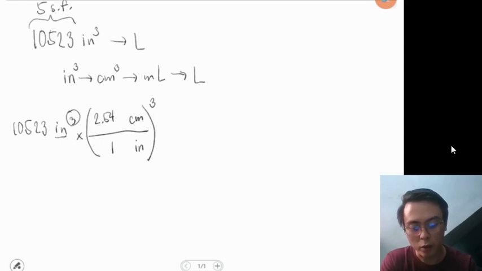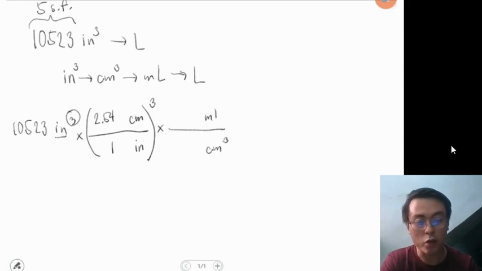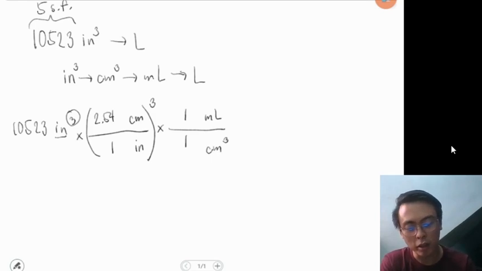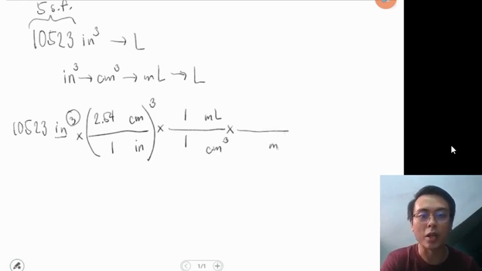Okay, next factor. The cubic centimeter, I want to convert to milliliters. So we know that the conversion is 1:1. 1 milliliter is equal to 1 cubic centimeter. And then the last step, we need to convert from milliliters to liters. And we know, because this is just a prefix, that 1 liter is equivalent to 1,000 milliliters.